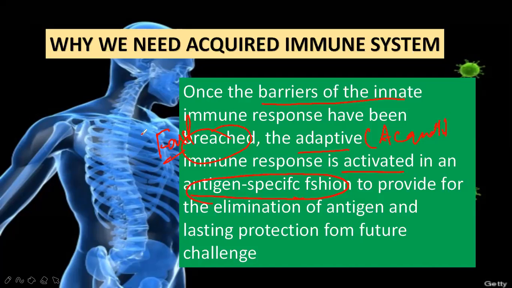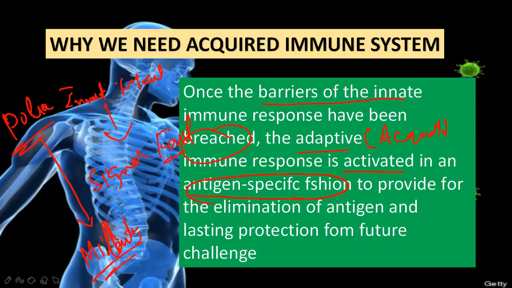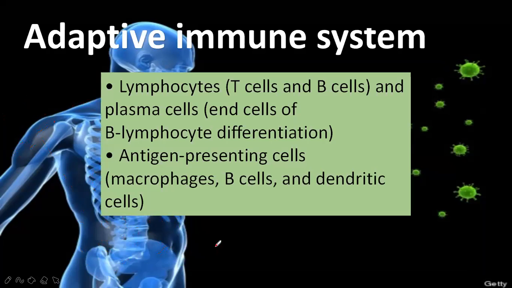So, in simple terms, innate immunity fails. Now, the police fail in defense, so they give a message to the big authority. They give a message to the military. What is the military? Adaptive. It's the adaptive response. That is the reason why you need adaptive immunity.